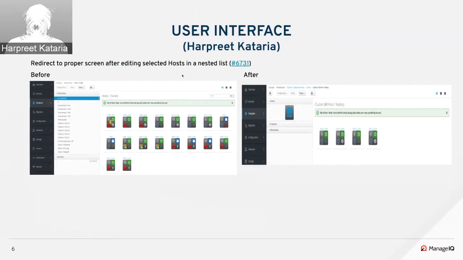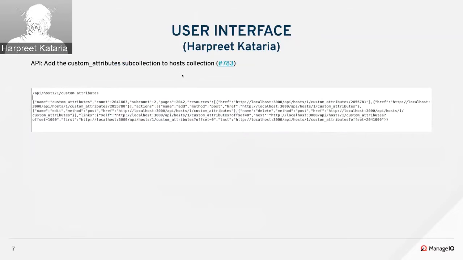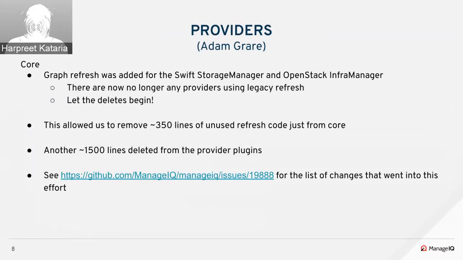Next slide, please. And on the API side, a new subcollection was added for hosts to get its custom attributes. Here in the screenshot, you can see the command that returns list of 2 custom attributes for the host. And that's all I have for the UI. Over to Ed. Thanks, Harpreet.